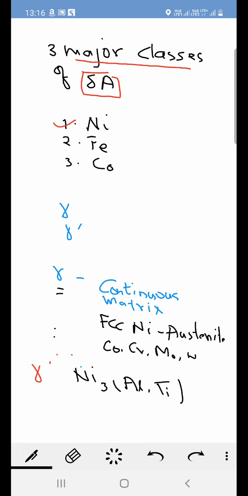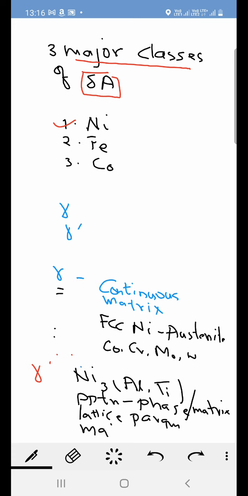So there is a precipitating phase, and this precipitating phase is compatible with the continuous phase, and there is a close match between the lattice parameter of the precipitate and the matrix.